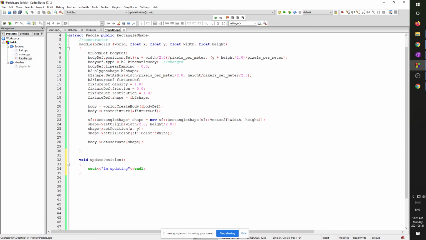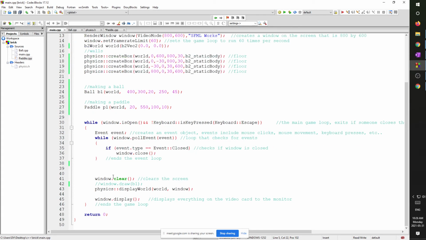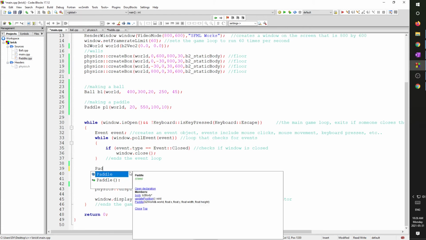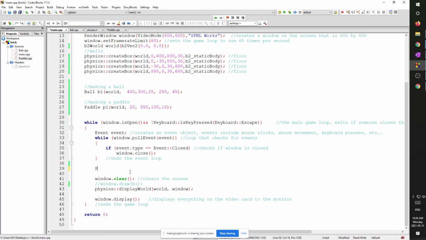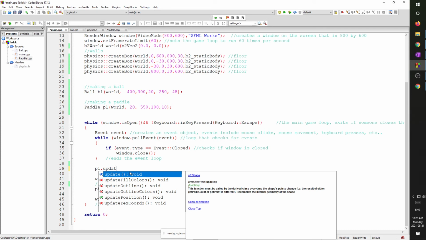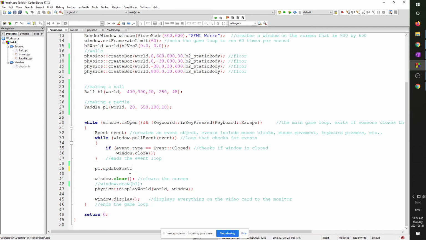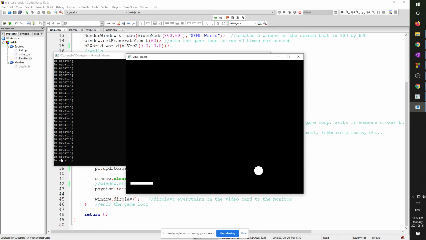But here's how you call it. Okay, you find somewhere in your game loop and you call it every time on your paddle. So you go paddle 1 or P1, sorry, because that's the name of my paddle. And it doesn't auto type, just scaring me a little bit. Update position, there it goes. Look, every frame now it's updating. That function's getting called, so that's cool.